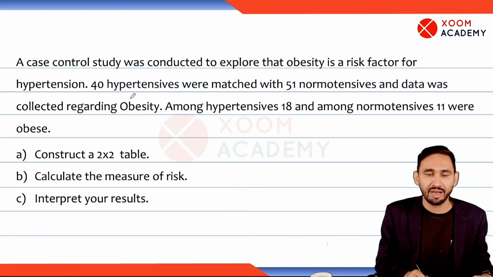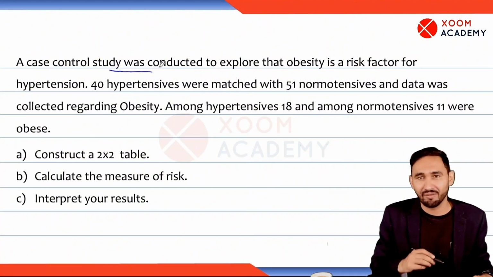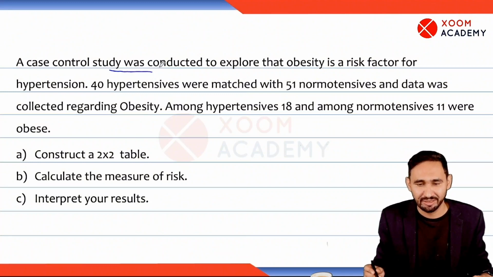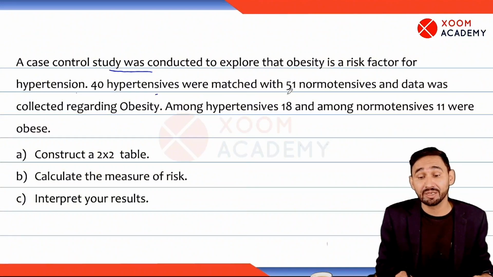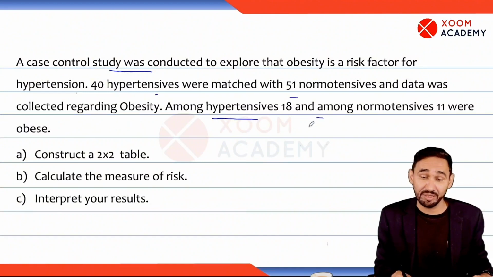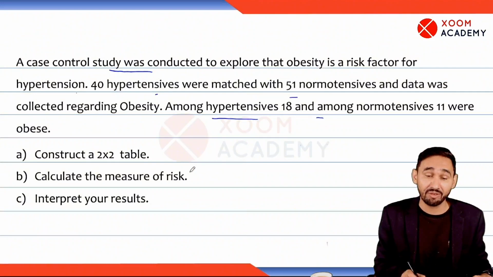Now, a case control study was conducted. They have already given, this is a case control study, that obesity is a risk factor for hypertension. 40 hypertensive and 50 non-hypertensive were inducted in the study. They collected the data. Among hypertensive, 18, and among normotensive, 11 were obese. So we have to construct a 2 by 2 table and we have to measure the risk, interpret our results.